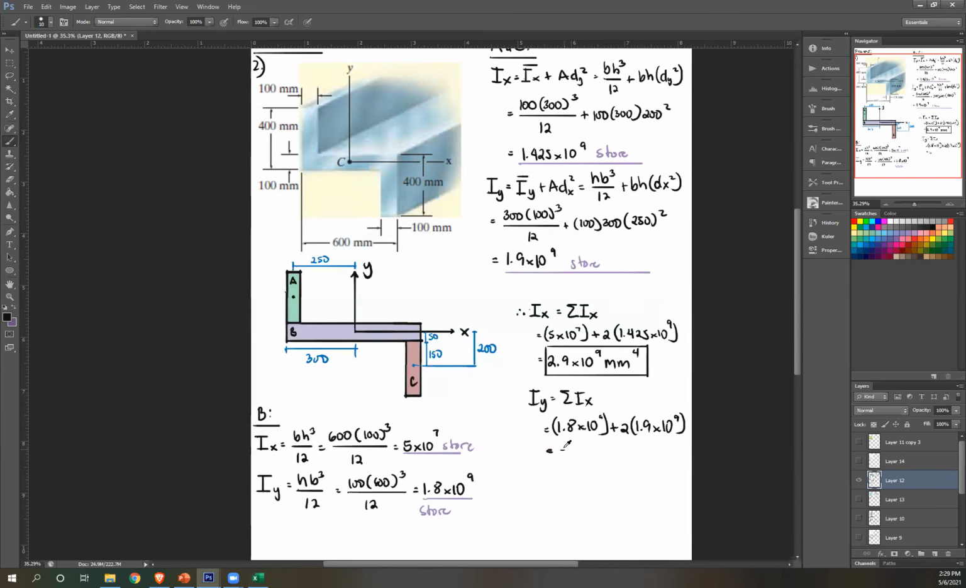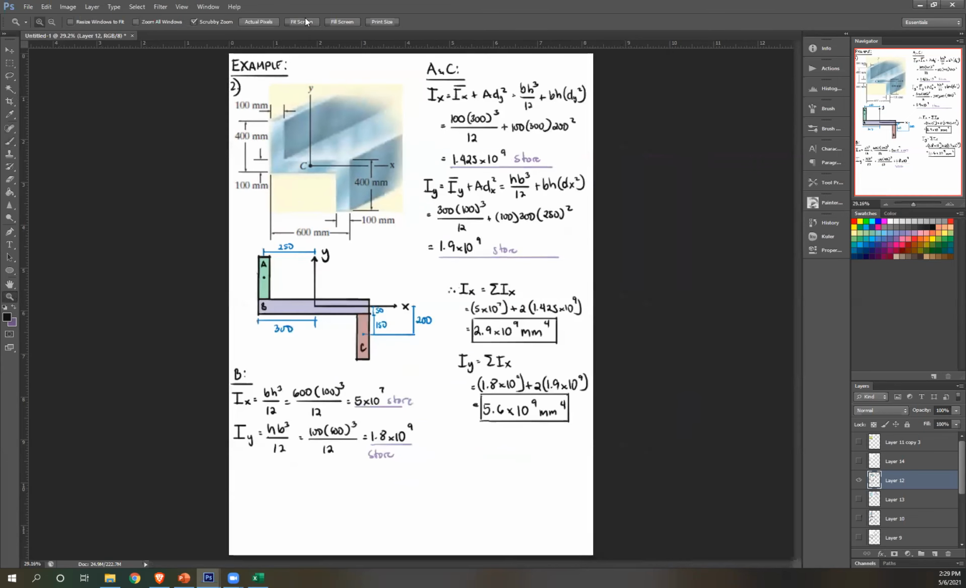The final answer, 5.6 times 10 raised to 9. Again, unit is millimeter raised to 9. Okay, that's your final answer for Iy. That's it for number 2. Any questions for number 2? Please answer in the chat.